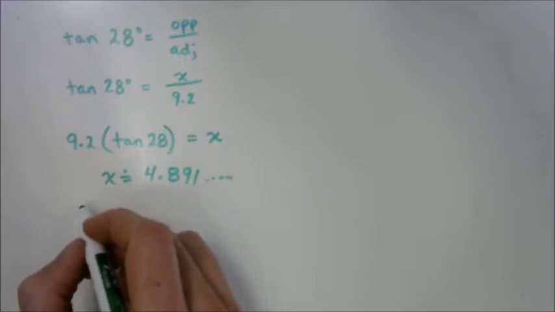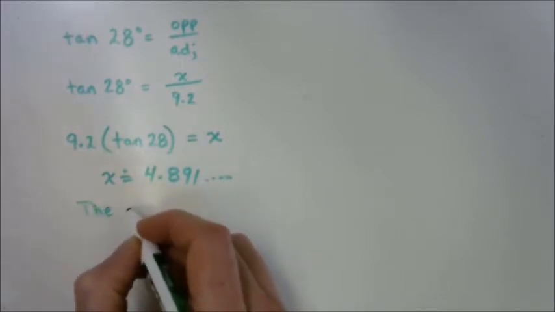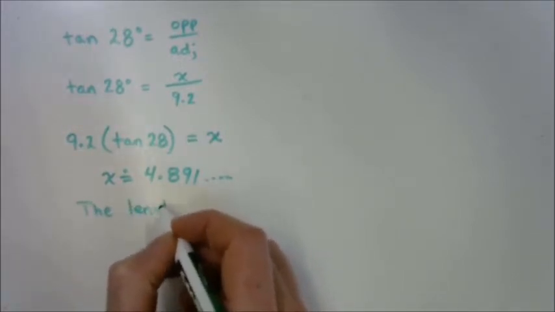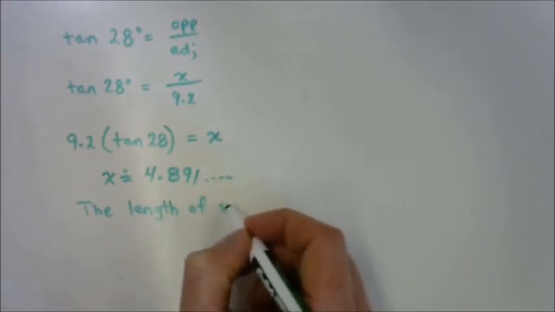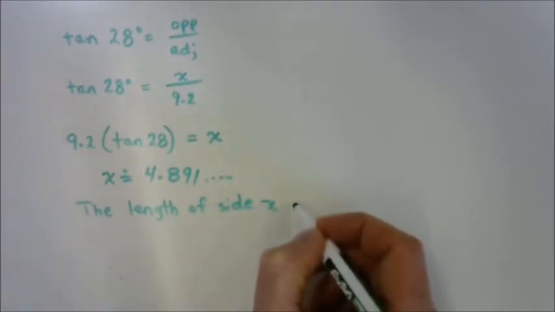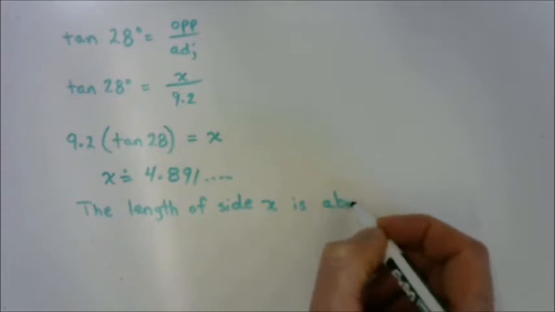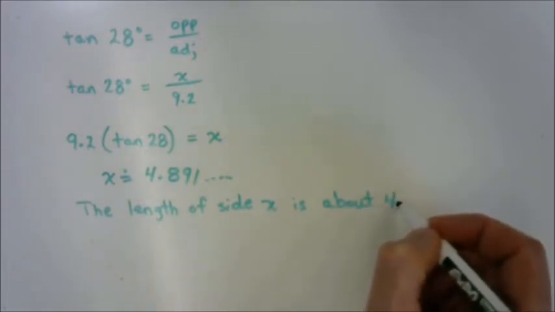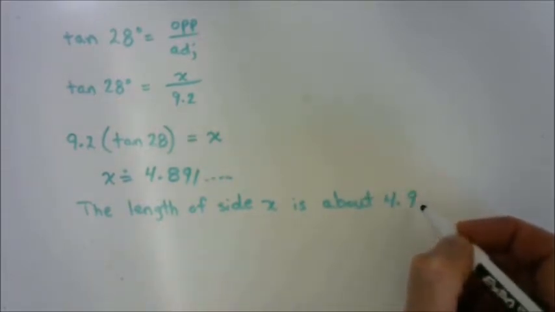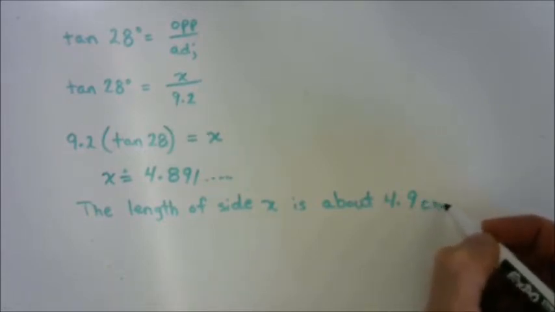And because it's a word problem, we'll finish it with a sentence. The length of side x is about 4.9, and what units was the triangle measured in? Centimeters.